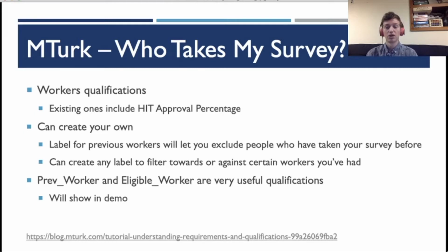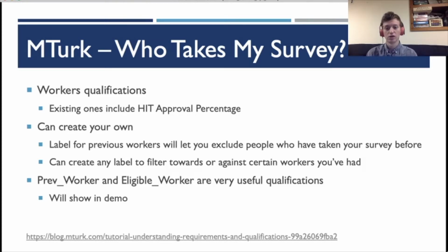So for example, if I'm publishing a batch every day of 100, but it's the same survey and I don't want somebody who took it today to take it tomorrow, I would publish the 100 today. Then I would tag all of those workers with a label, something like previous worker, and then when I publish 100 tomorrow, say everyone can take this except people that have previous worker. And I'll show you how to do that in the demo.